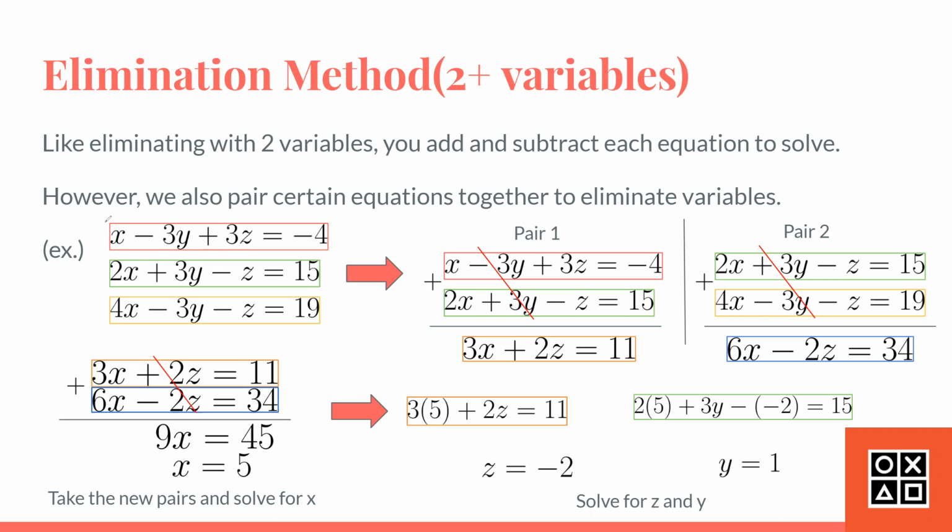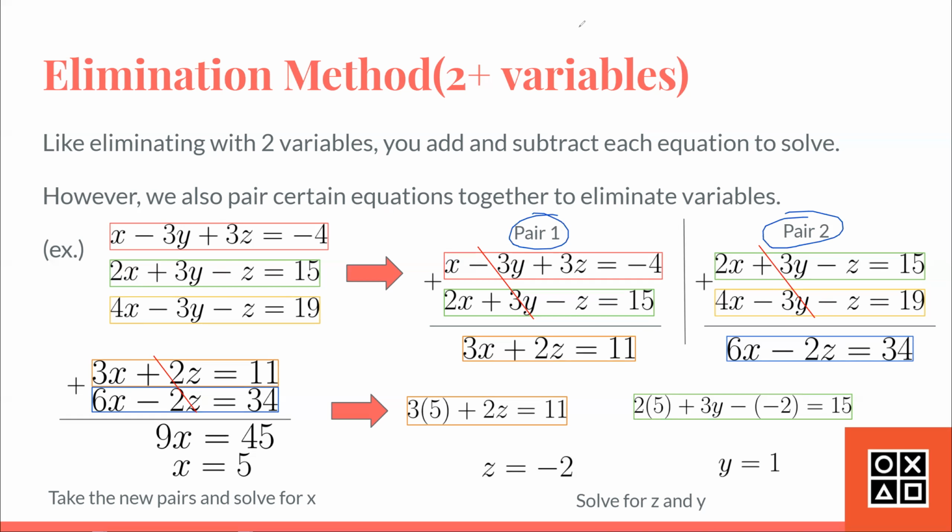So given these 3 equations, which have been neatly color-coded here for simplicity, x minus 3y plus 3z equals negative 4, 2x plus 3y minus z equals 15, and 4x minus 3y minus z equals 19. As mentioned up above, we have to make different pairs of equations to solve this. So we have to break these 3 down into 2 different systems. So let's take the first equation and the second equation.